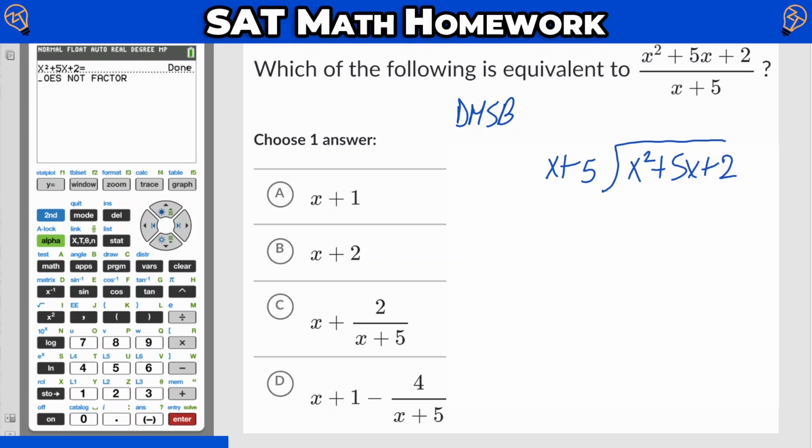Which they do. But it's divide, multiply, subtract, bring down. So for divide, let's go ahead and color code this. So let's do divide in red. So first term divided by first term. I'm going to put that off to the side. And then what we get is x to the first.